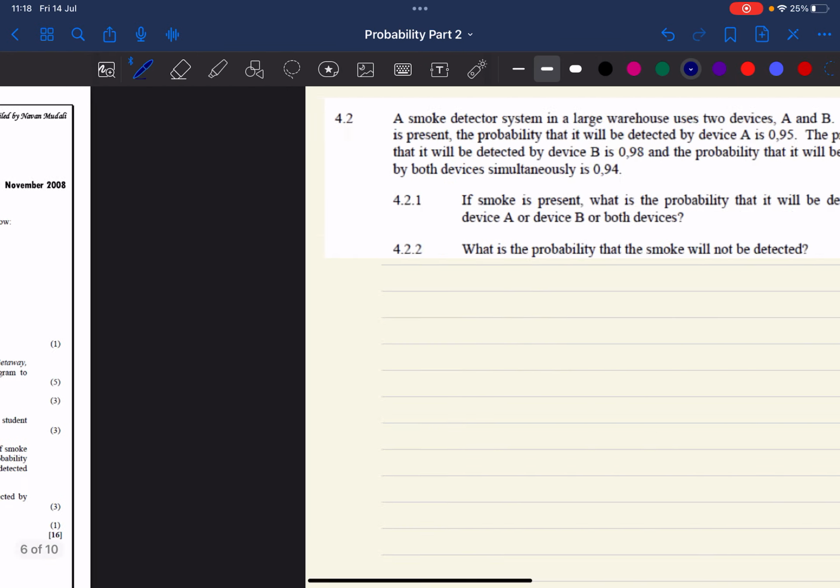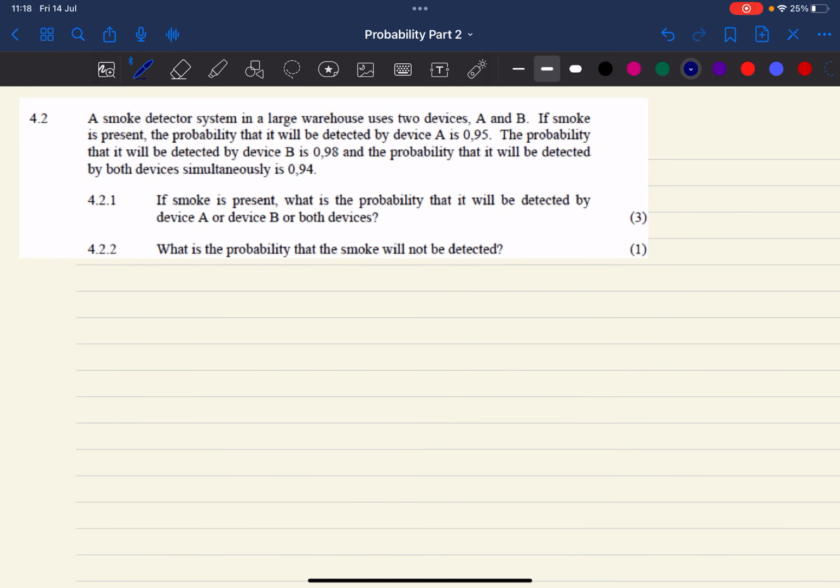So we're going to do question 4.2 because 4.2 addresses the topic at hand. It says here we have a smoke detector system in a large warehouse that uses two devices, A and B. If smoke is present, the probability that it would be detected by device A is 0.95, or 95 over 100. So this is the first probability given to us.